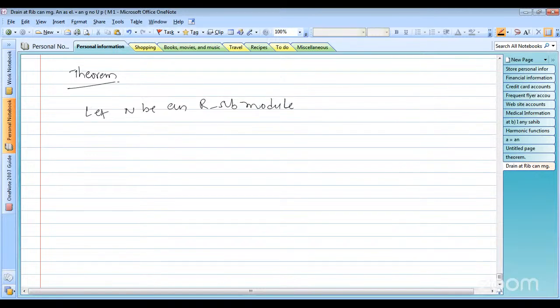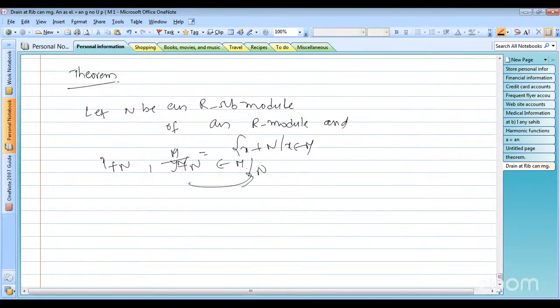Let N be a submodule of R module M. M by N, x plus N where x belongs to M by N means x plus N, x belongs to M, we are taking here. This is defined, what is the expression here. y plus N belongs to M by N, and a belongs to R we are taking here. So x plus N and y plus N, this is the statement I am writing.